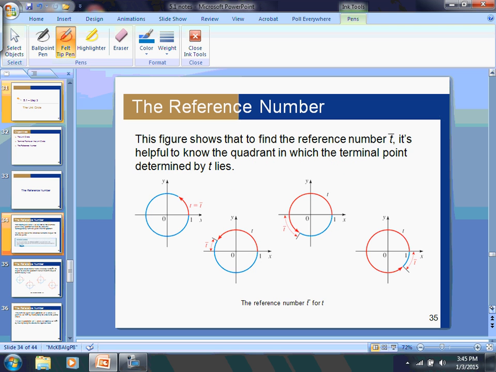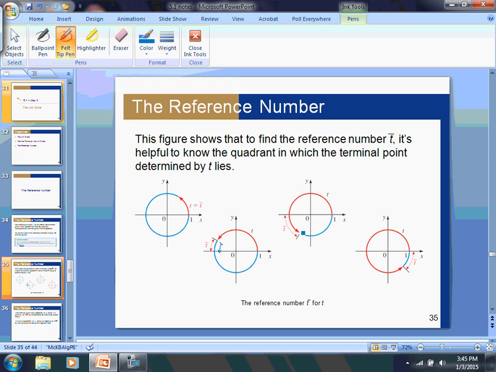Okay, so they have a couple pictures here. If they give you a distance t and you're in the first quadrant, well, your distance back to the x-axis is just that distance that you traveled. If you're going into the second quadrant, then you want to keep going and find how far you have to continue to go to get to the x-axis. So that's going to be your reference number.